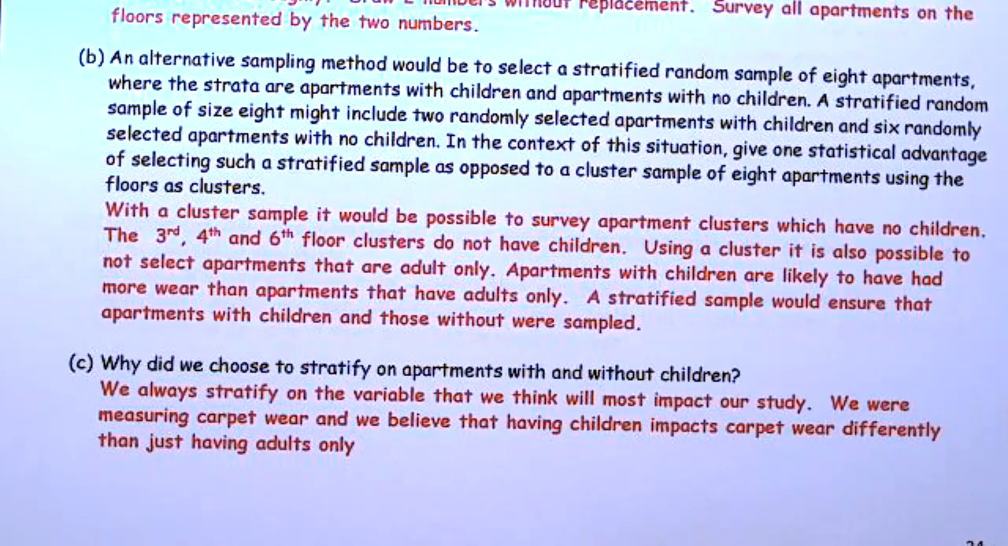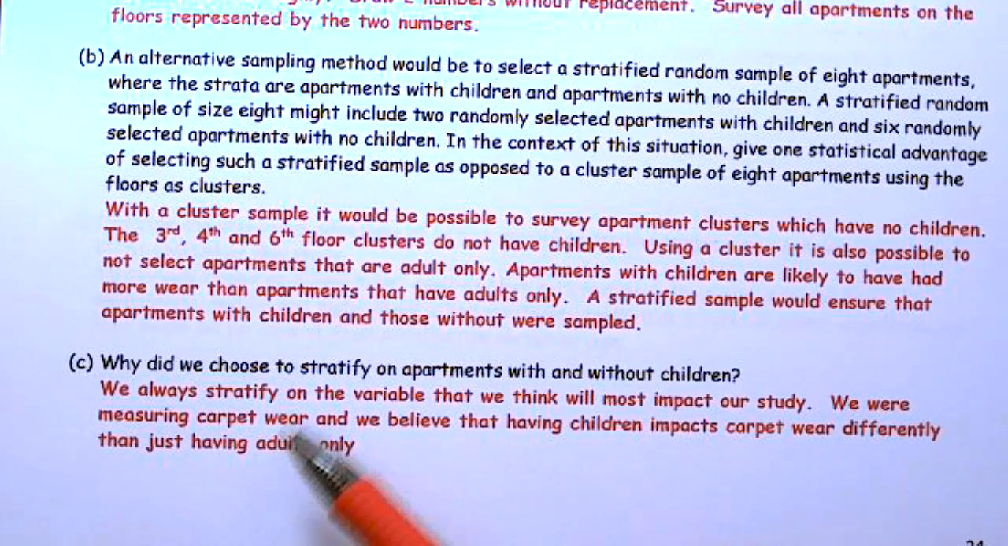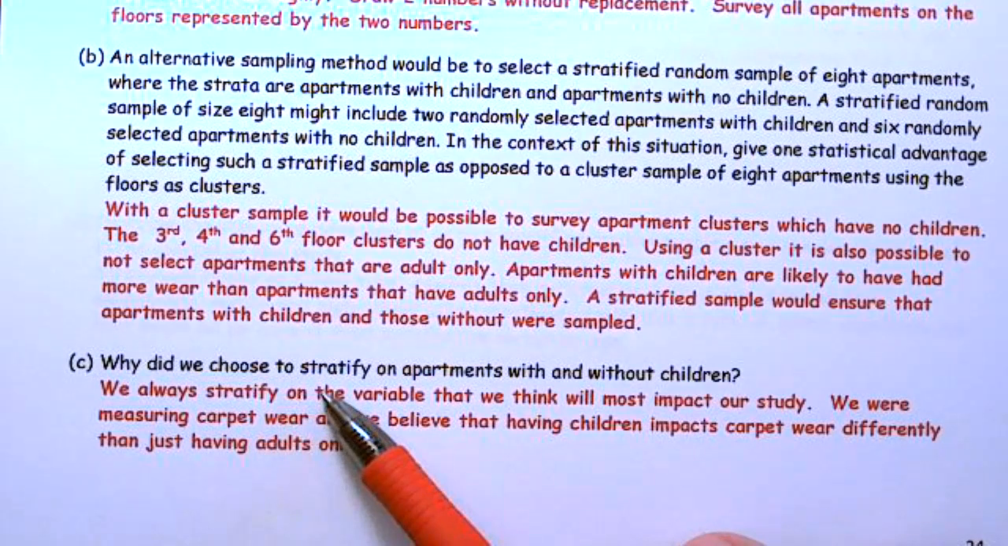So why do we choose to stratify on apartments with and without children? How do you know what to stratify on? You always stratify on the variable that you think will most impact the study. We thought gender would impact hormones, so with hormone drugs we stratified on gender. We believe age impacted something. Here we believe that children wear carpet differently than adults, and because they wear it differently, we're going to stratify on children and adults. In other words, we believe that age has an impact on carpet wear.